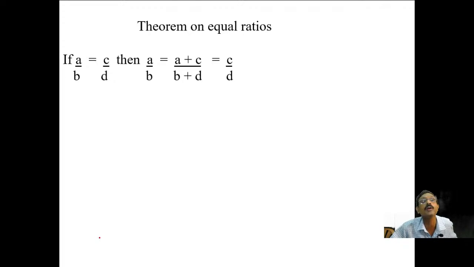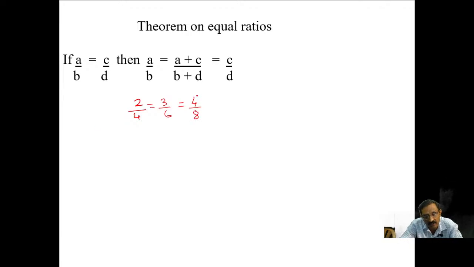Theorem on equal ratios. If A upon B is equal to C upon D, then A upon B is equal to A plus C upon B plus D, which is equal to C upon D. This is the theorem on equal ratios. So to study this theorem, let us take a ratio of certain fractions. Now if I take 2 upon 4 is equal to 3 upon 6, which is equal to 4 upon 8.